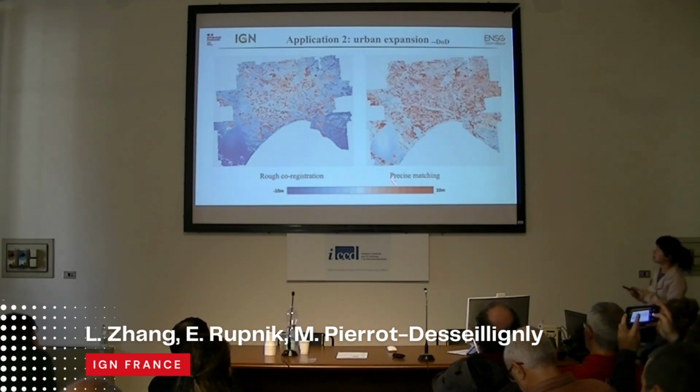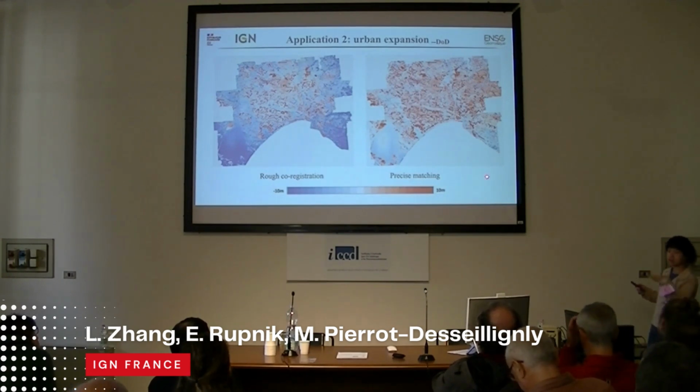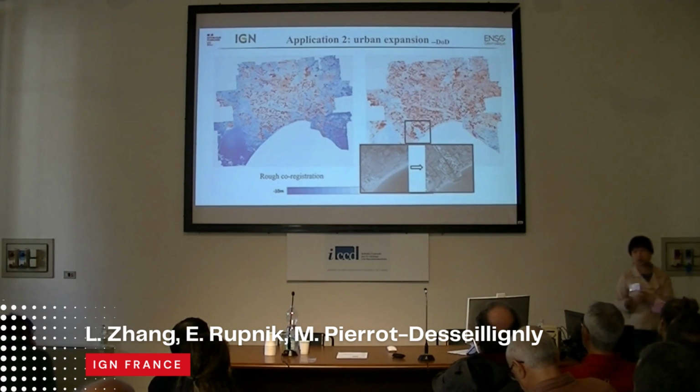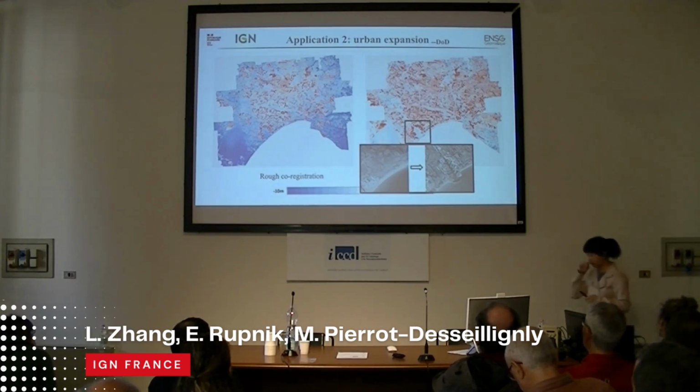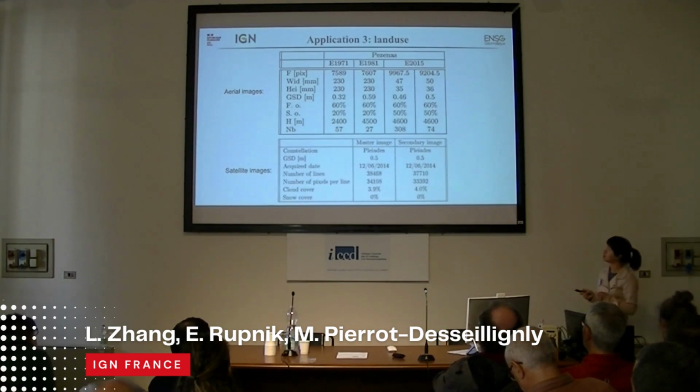But after our improvement with precise matching, we can see the dome effect is effectively alleviated. In the meantime, the real scene change is kept. For example, for this newly built seaport, the elevation difference is successfully detected here. Okay, so the third application is about land use.